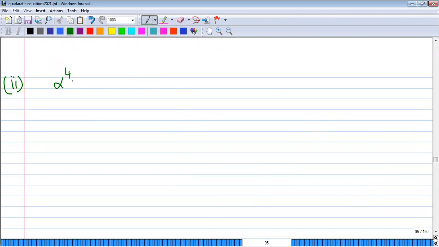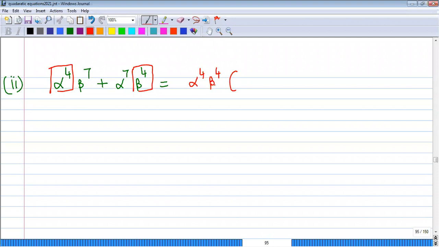alpha to the power of 4, beta to the power of 7 plus alpha to the power of 7, beta to the power of 4. See, my dear students, here alpha to the power of 4, here beta to the power of 4. Let us take out common. Alpha to the power of 4, beta to the power of 4 common. If you take that common, here we get beta to the power of 3. 4 plus 3 is 7. Plus here we get alpha cube. So this can be written for our convenience, alpha beta power 4 times alpha cube plus beta cube.